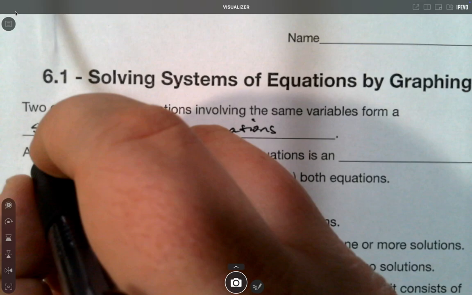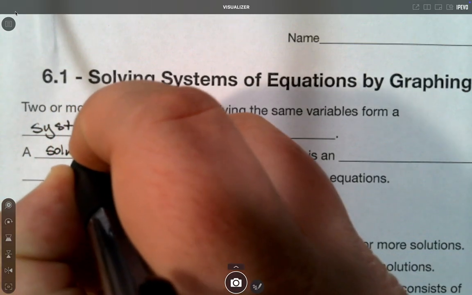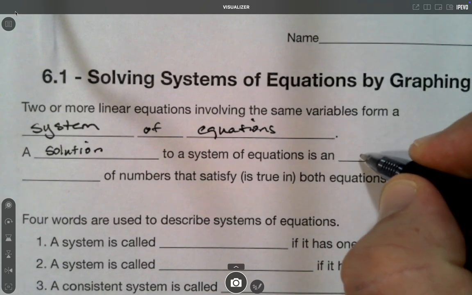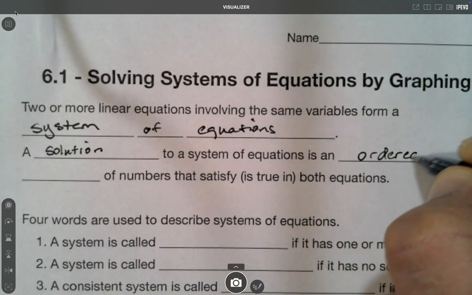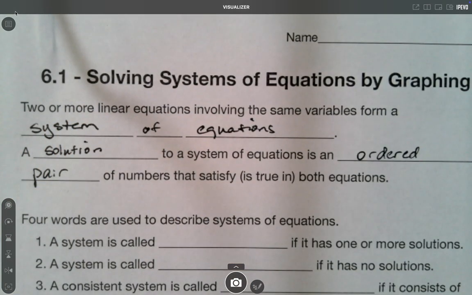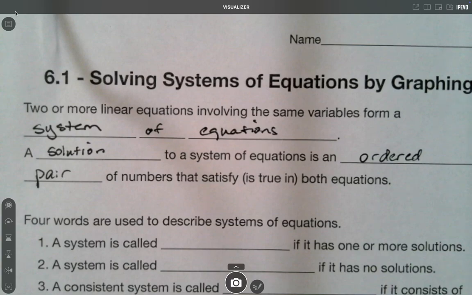So a solution, since we're trying to solve these things, a solution to a system of equations is an ordered pair of numbers that satisfy or is true in both equations. So when we first learned that table method to graph, we were finding different x, y values that go together that were on that line. So we're trying to find the x and y value that are on both lines.